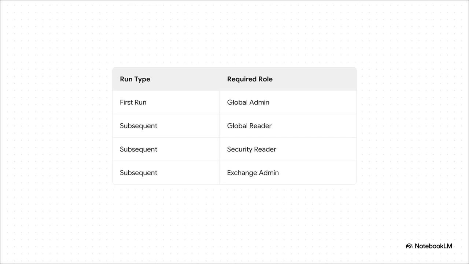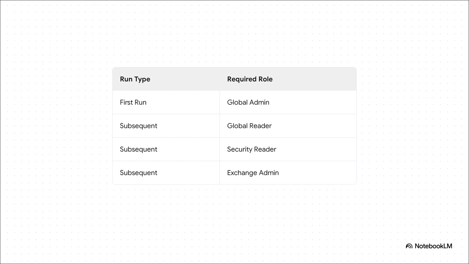The absolutely crucial point here is getting your role-based access control, or RBAC, perfectly right. To run this assessment for the very first time, you absolutely need an account with global administrator privileges. There's no way around it. You need it to grant that initial consent to the app.